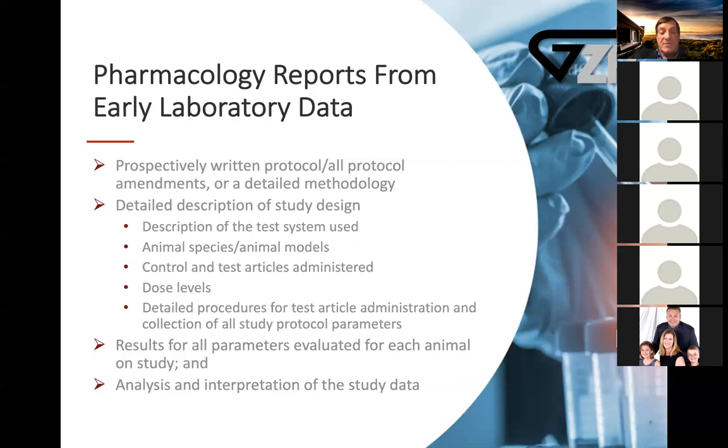The dose levels used, detailed procedures for the administration of the test article and the collection of study protocol parameters, and the results of all parameters evaluated along with analysis and interpretation of study data. That's a report. Every study you do to provide support for a new drug or biologic should have a report like this when it comes to pharmacology, pharmacodynamics.